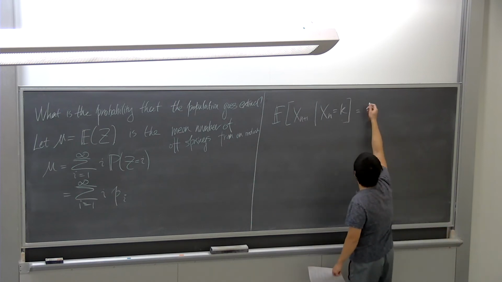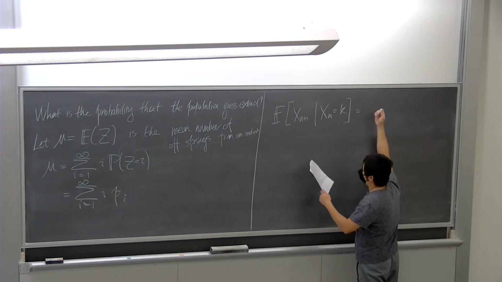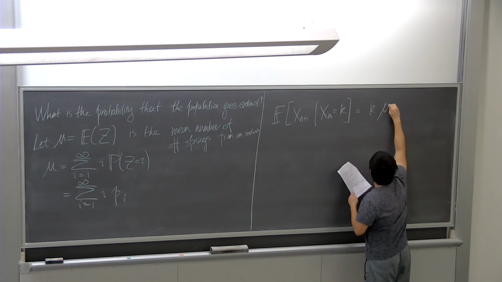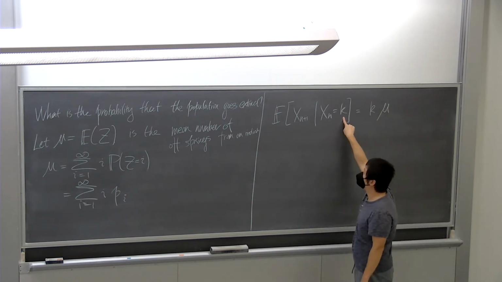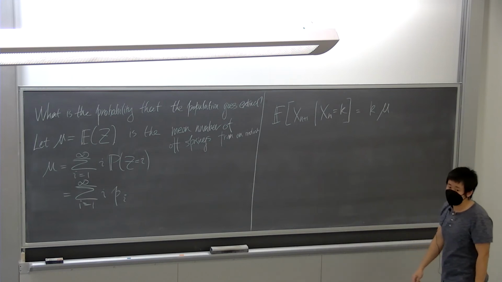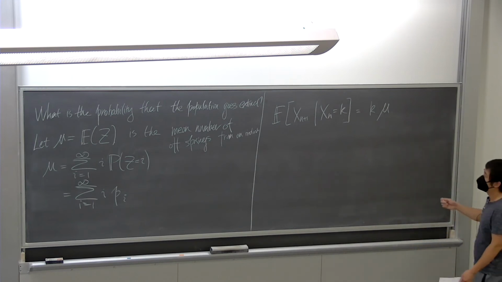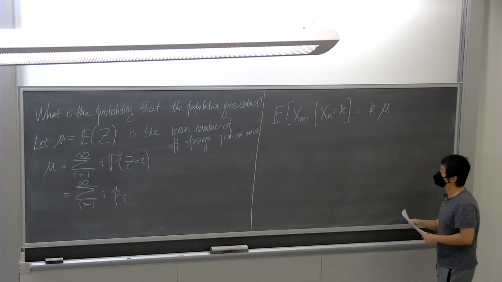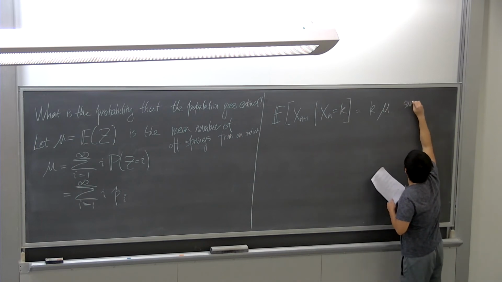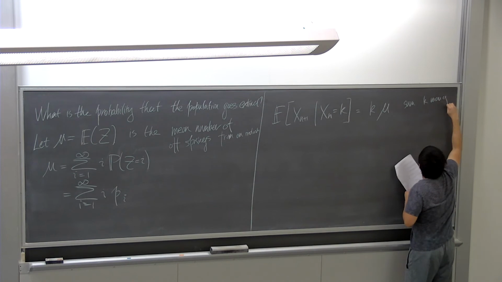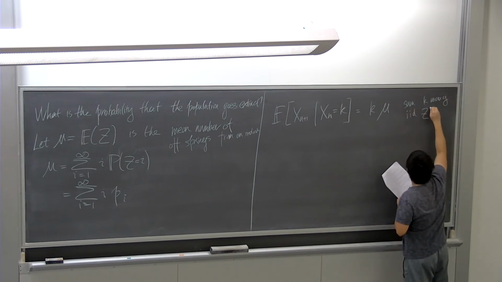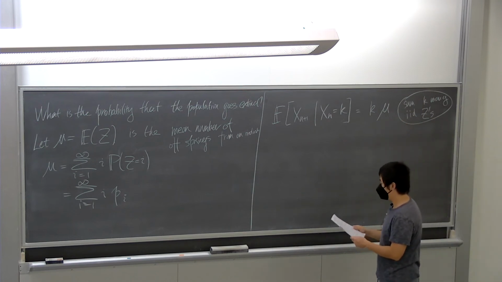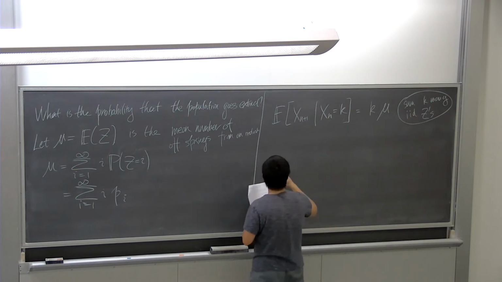So this is just going to be k times mu, because over here we're summing only k many of these IID random variables Z, and each one of them has expectation mu. In this case, this expectation will just be k mu, from the blue circle. We sum k many IID Z's, each one has expectation mu. Okay, so now with this, we can do the following computation.